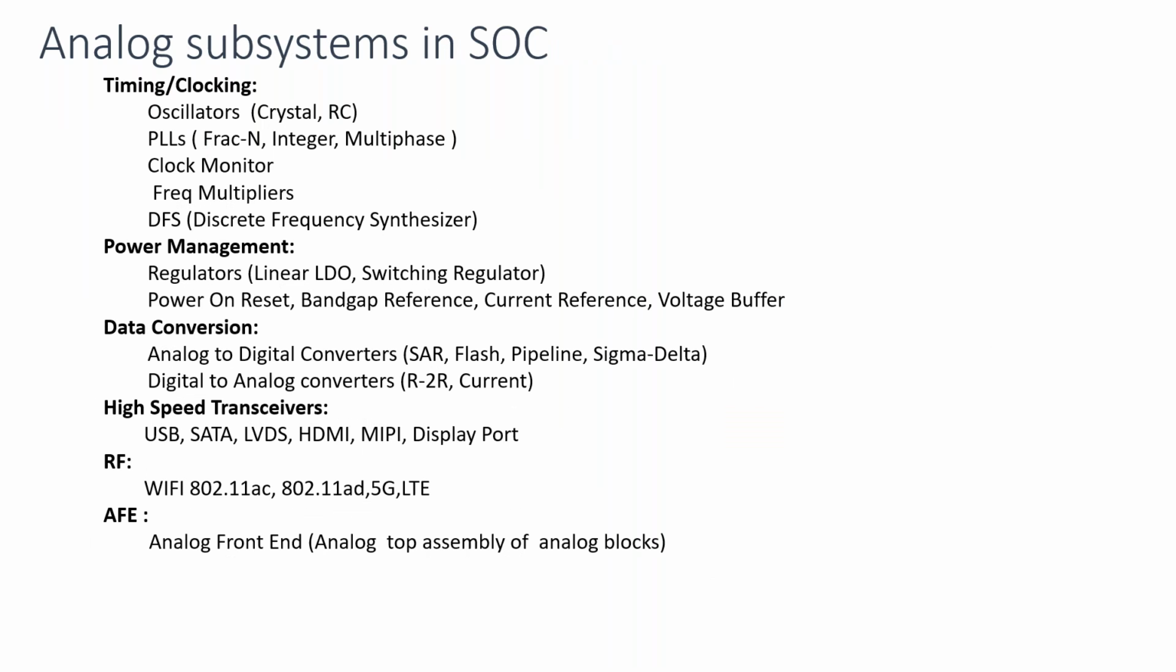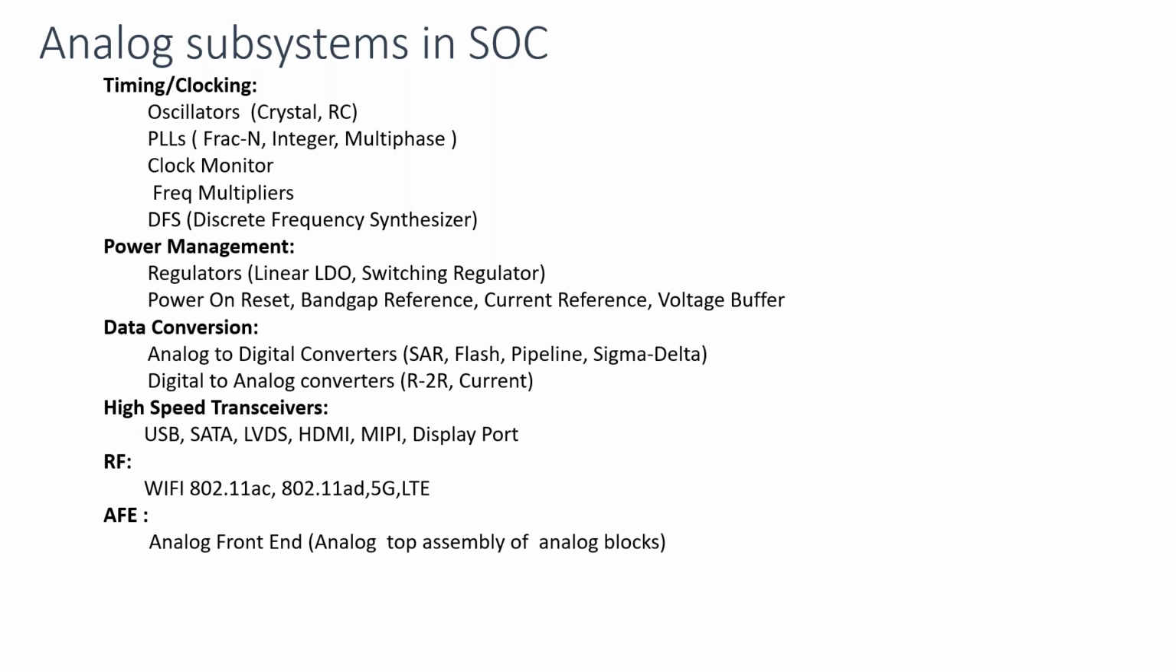Okay, so typically, this is the analog subsystem in an SoC. As I said, for any chip, whether analog, digital, or a very high-end processor, you need timing, you need power, and you need IOs. So these are the typical analog subsystems which go into an SoC: the timing or clocking subsystem, power management, and data conversion, A to D, D to A. Basically, that's what I said.